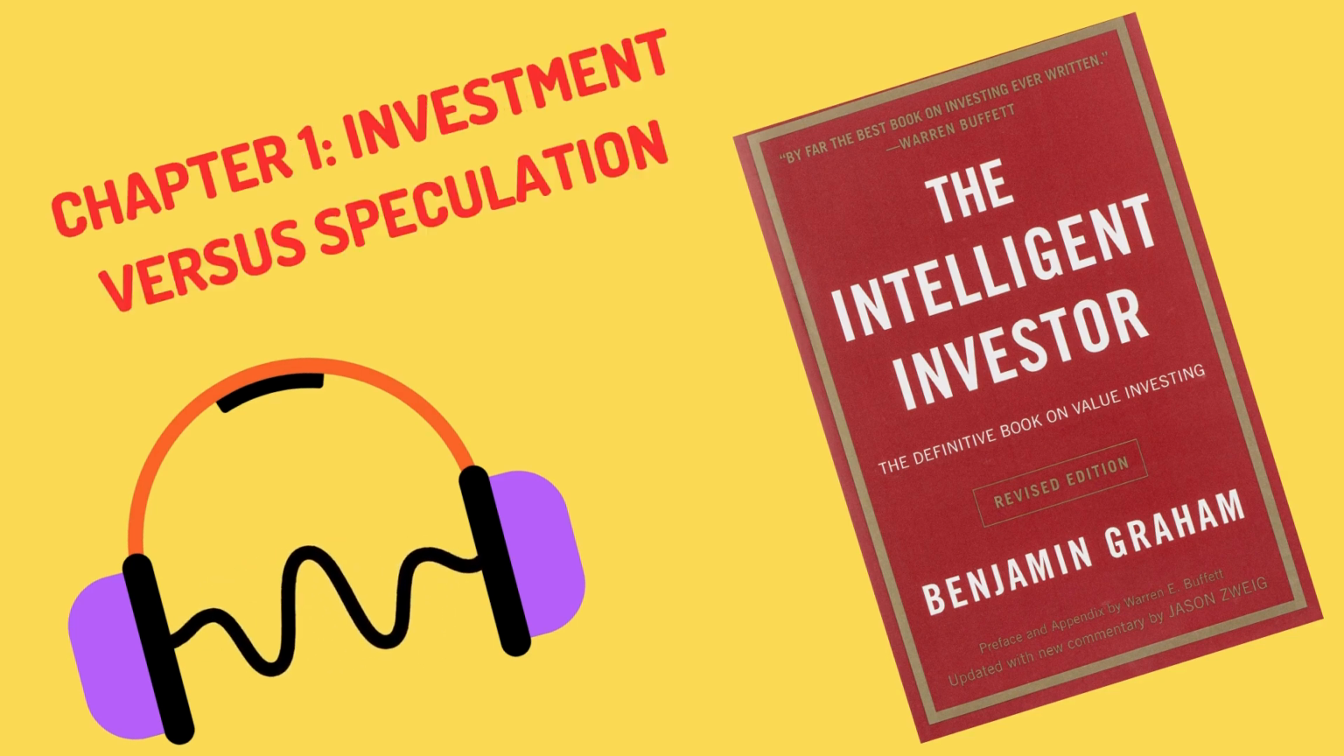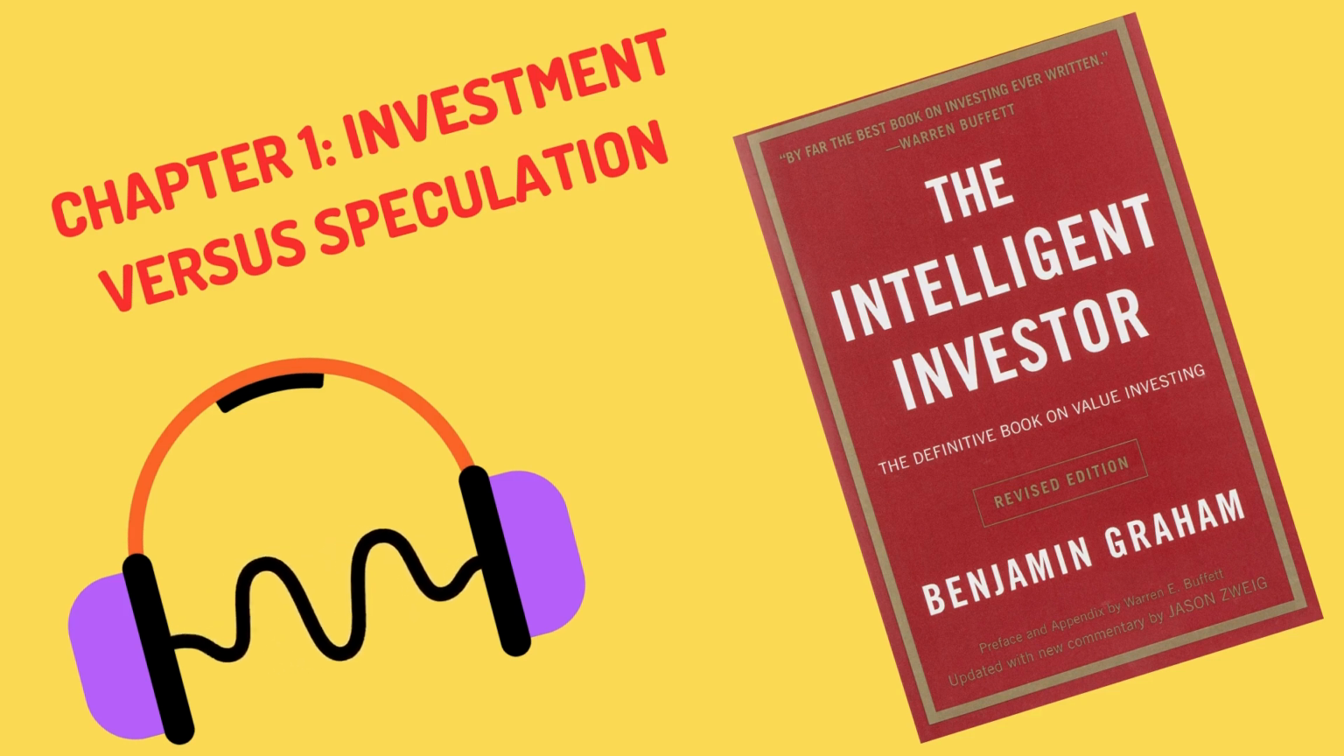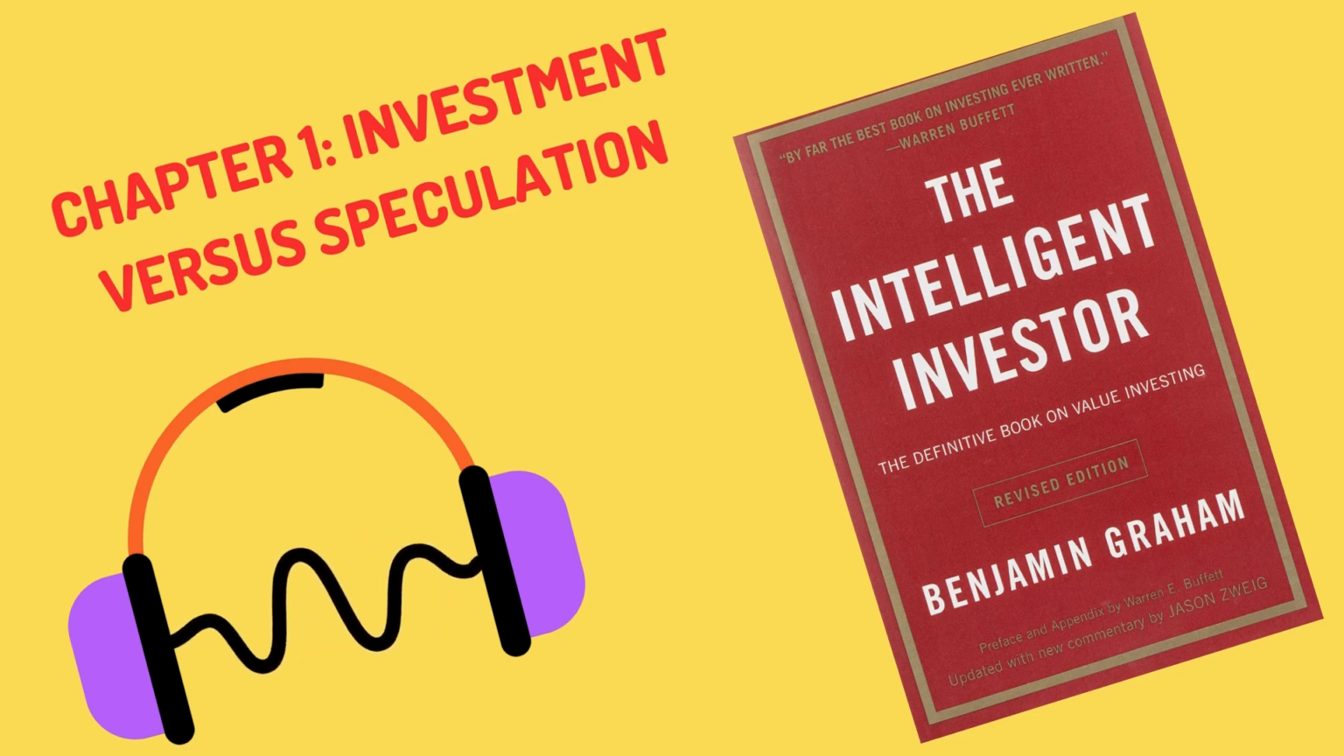Chapter 1: Investment versus Speculation, Results to be Expected by the Intelligent Investor. In this chapter, Benjamin Graham distinguishes between investing and speculation and argues that the intelligent investor should focus on the former. Graham defines investment as an operation that, upon thorough analysis, promises the safety of the principal and a satisfactory return. In contrast, he defines speculation as an operation that involves elements of risk, with the hope of making a profit based on market fluctuations.